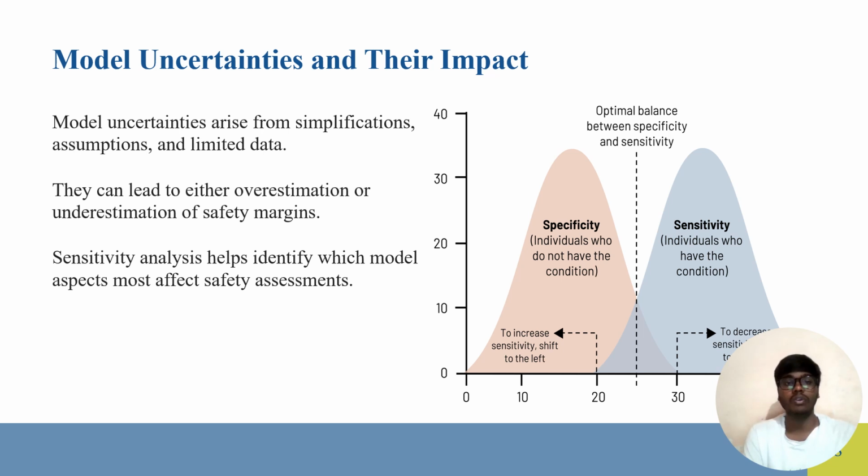And now let us discuss the model uncertainties and their impact. Model uncertainties arise from simplification, assumption, and limited data. They can lead to either overestimation or underestimation of the safety margin. Sensitivity analysis helps identify which model aspects most affect the safety assessment.